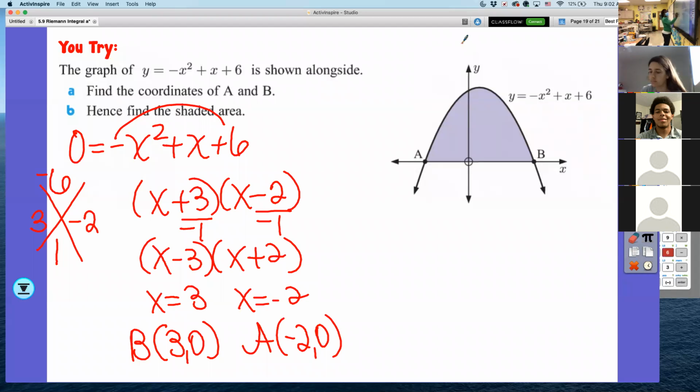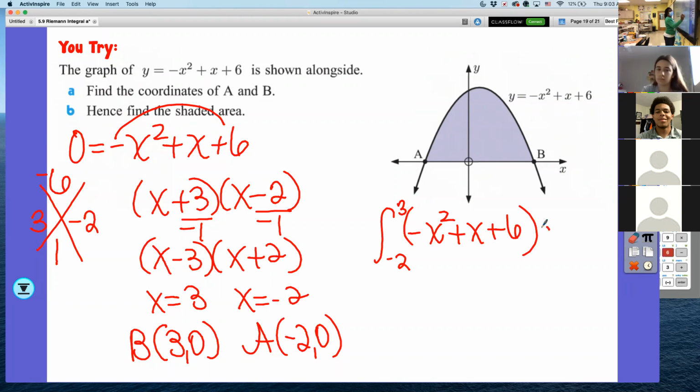So then we have our integral. It's going to be from what to what? -2 to 3 of our function, that -x² + x + 6. Don't forget about your dx. Make sure that you write it, even if you are going to be using your calculator to find the integrals, to find the area. Still write that down.